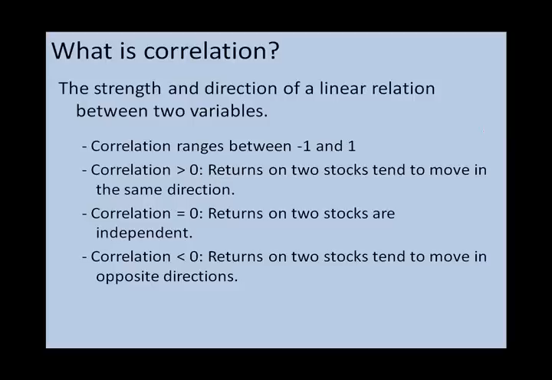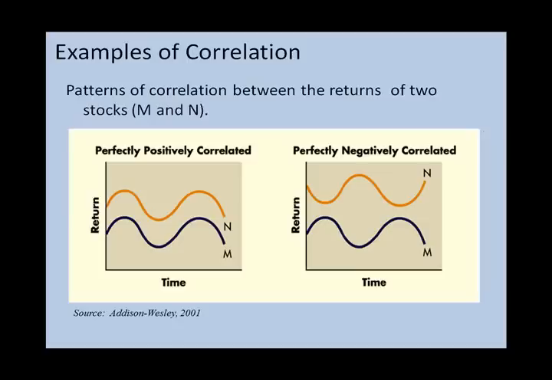At the extremes, we have perfect positive correlation. This would mean the correlation is equal to 1. And we have perfect negative correlation, which would mean the correlation is equal to -1. Here are examples of the two extremes. In the left-hand diagram, we have perfect positive correlation. And in the right-hand diagram, we've got perfect negative correlation. And you can see how stocks M and N move together in this diagram, while they move in opposite directions when they are perfectly negatively correlated.